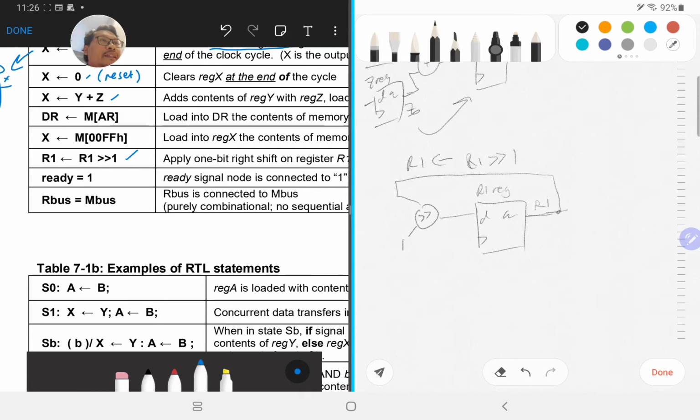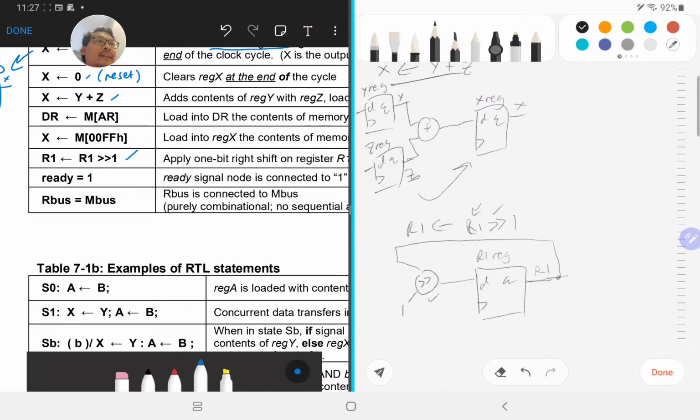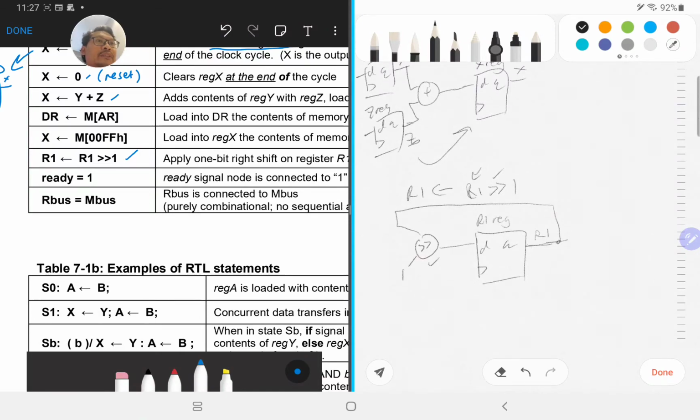Basically, this RTL operation is saying that we are going to get the output of the R1 register, shift it by 1, which is this one, and then put it back inside R1. So you can visualize it like this: R1 arrow R1 right shift 1.